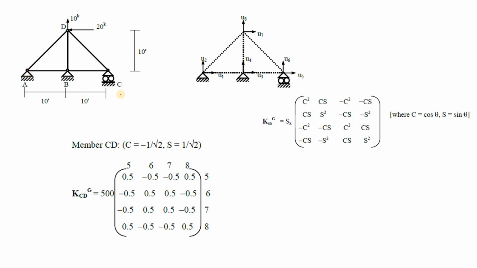So u1 is actually 0, similar to u2, which is also 0. These are the boundary conditions. Same here for the pin support at B. This is not going to allow horizontal or vertical displacement. So here the horizontal displacement is 0, and the vertical displacement is also 0.